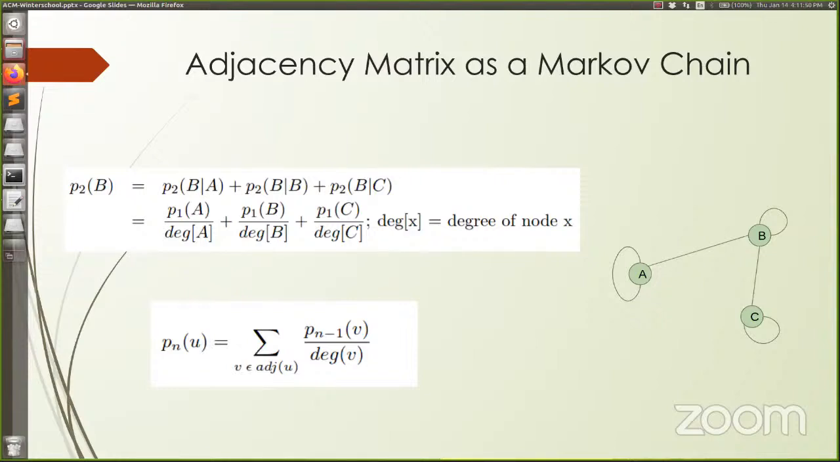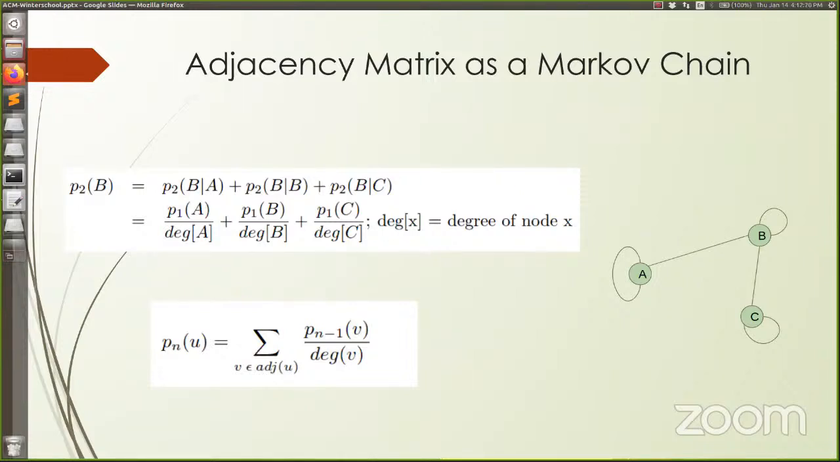So you see the recursion here, because to compute P1 of A, we will have to depend on P0 of A, B and C. So at any time, if you want to compute the probability with which you will be at a point U, you will depend on the P of n minus 1 at all its neighbors, divided by the degree of those neighbors.